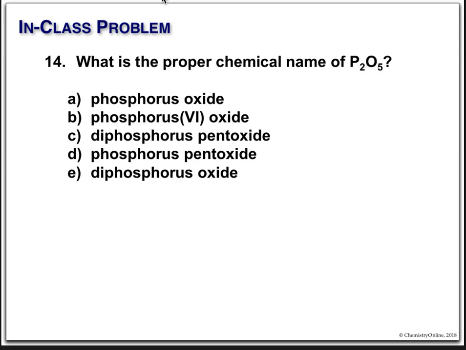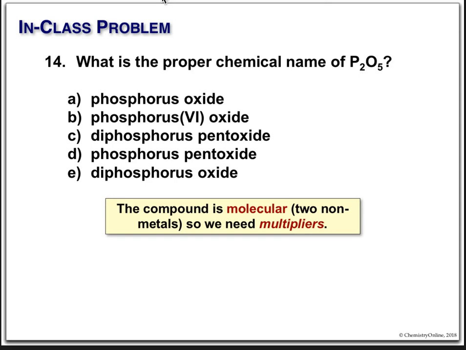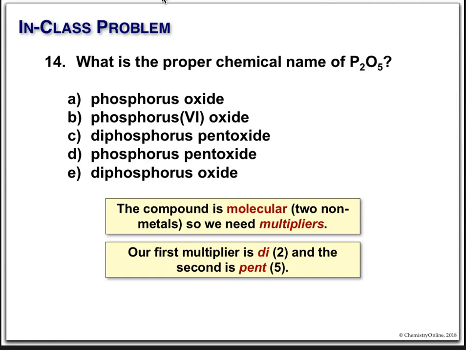We're naming P2O5. Whenever you have a naming problem, first thing to do is to figure out, is this molecular or ionic? We find phosphorus over here, oxygen over here. They're both nonmetals, so this is molecular. Why do we care? Because if it's molecular, we're going to use multipliers. Now, we look at this. We have 2 phosphorus, 5 oxygen. That's di and pent. So we're looking for diphosphorus pentoxide. I think that works.